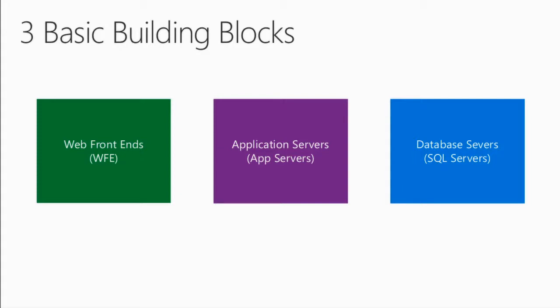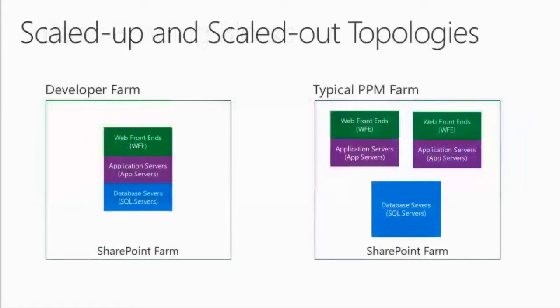Then the last tier is our database tier. This is where we store that project database that contains all your project data, your task data, your assignments, in conjunction with the config and the content database in SharePoint. So there's various ways that you can take these building blocks and make up your farm configuration. I'm going to go over just four different configurations that we typically discuss. The first one is our developer farm. It's also our demo farm.